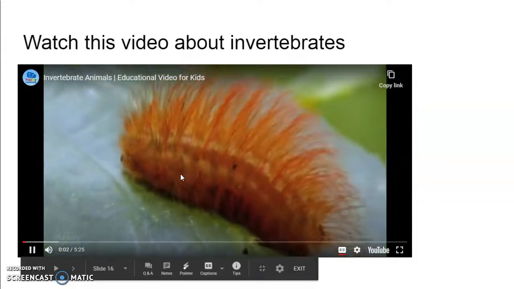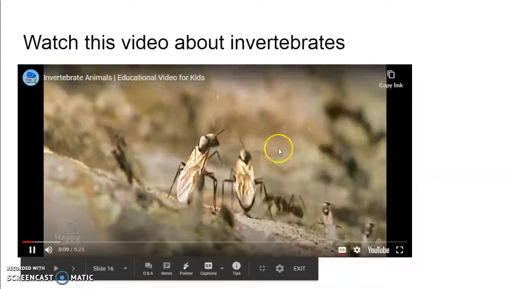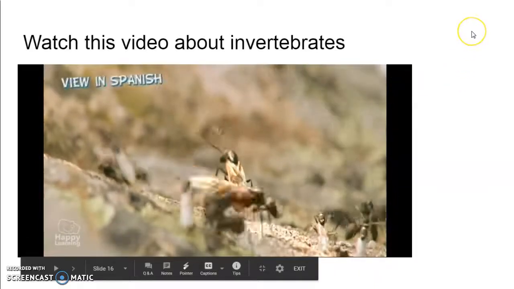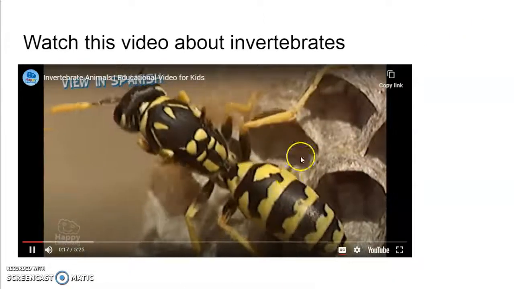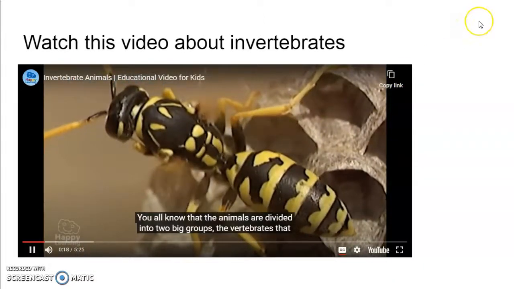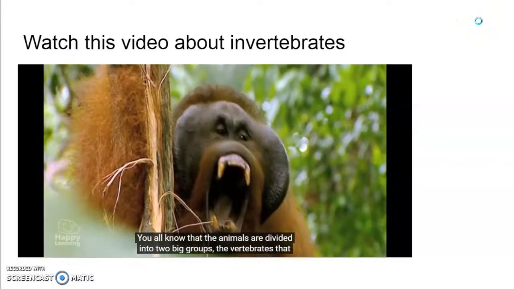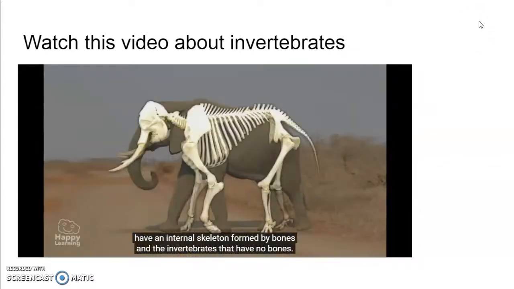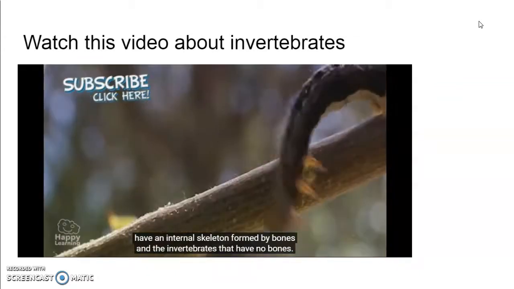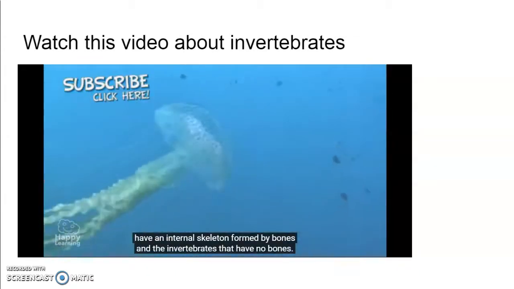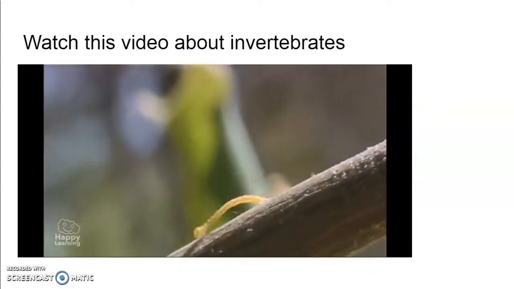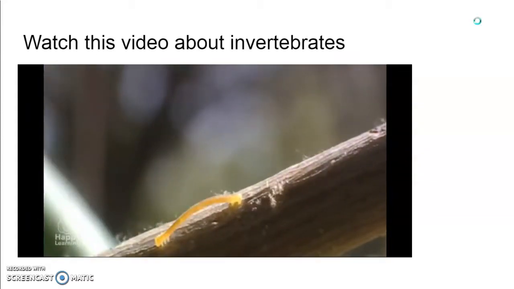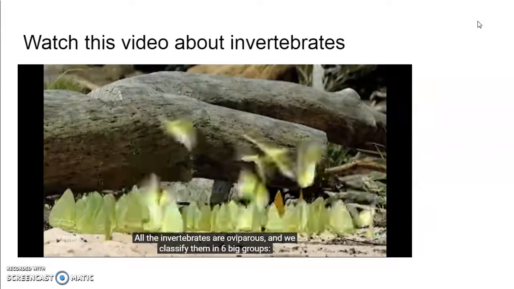Hi friends, welcome to a new happy learning video. Today we are going to learn about the invertebrate animals. Invertebrates. You all know that the animals are divided into 2 big groups. The vertebrates that have an internal skeleton formed by bones, and the invertebrates that have no bones. All the invertebrates are oviparous, and we classify them in 6 big groups.